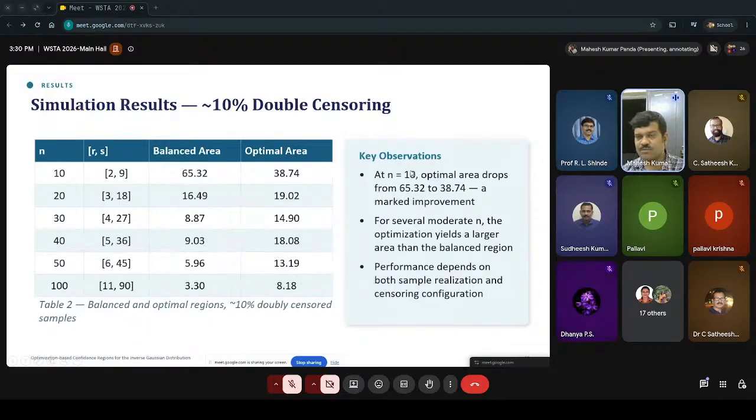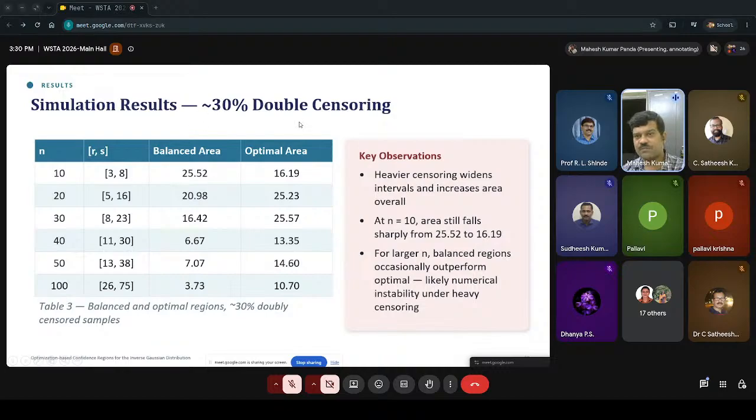So what is the key observation? When the sample size is small, you can see that the optimal area is basically 38.74 in comparison to 65.32. However, when you increase the sample size, the balance area region decreases as compared to the optimal region. Now 30% double censoring, again you can see that when n is equal to 10, for different RNS, you get the optimal area less as compared to the balance area.